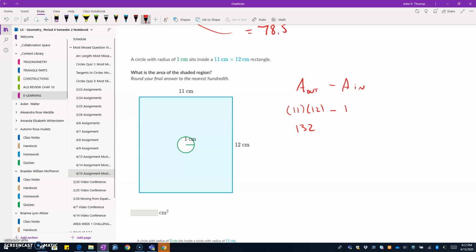Minus, then I have the inside. The inside is a circle, so I have pi r squared. Our r value is 1. So I have pi times 1 squared, which is just pi. So overall for this area, I get 132 minus pi. This said round your answer to the nearest hundredth. So I'm going to take 132 minus 3.14, and I get 128.86. So 128.86, that's to the nearest hundredth.